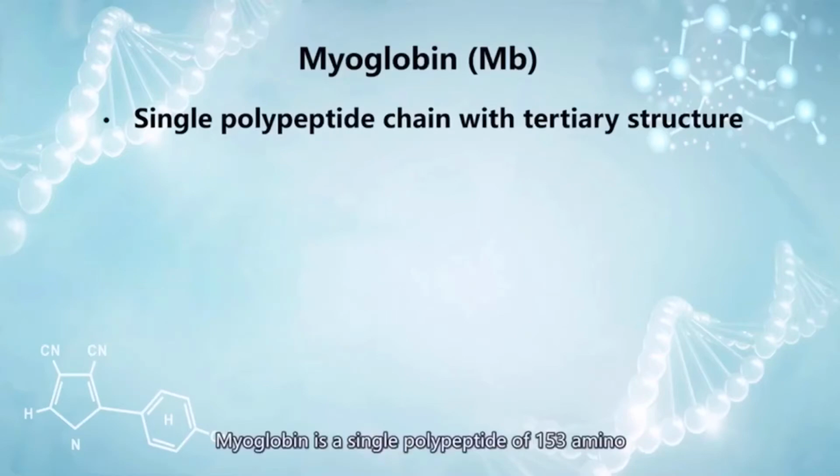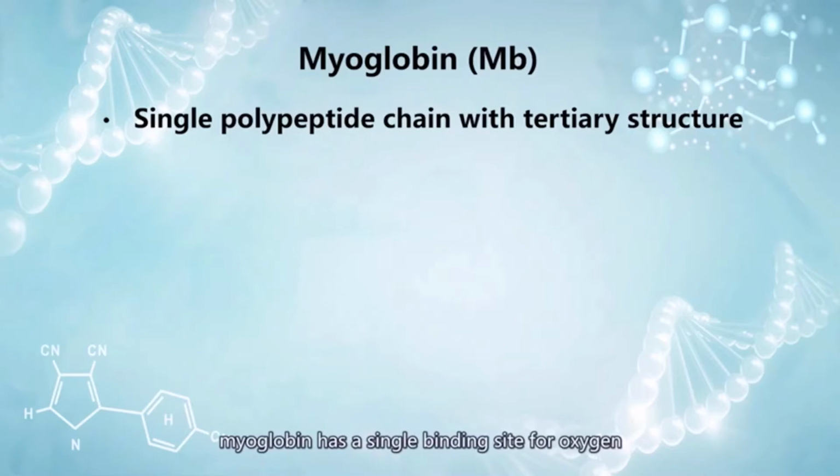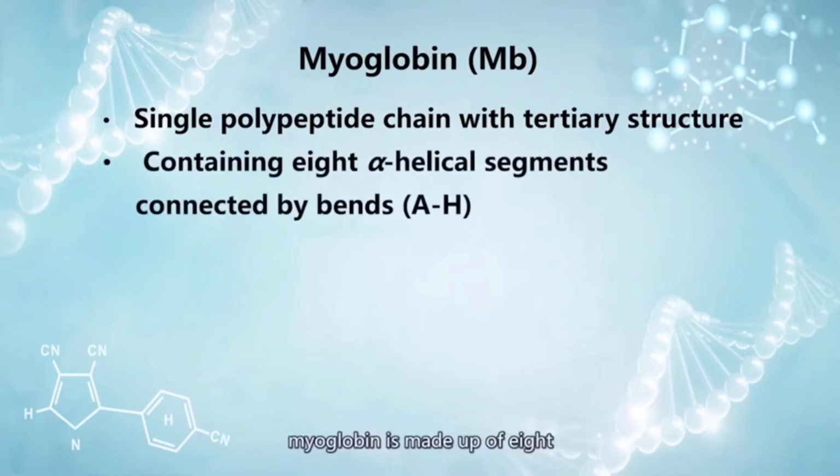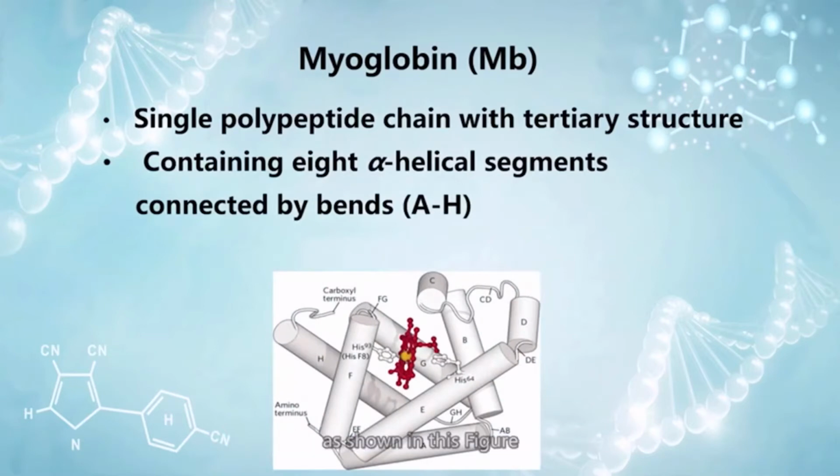Myoglobin is a single polypeptide of 153 amino acid residues with one molecule of heme. Thus, myoglobin has a single binding site for oxygen. As a typical globin polypeptide, myoglobin is made up of 8 alpha helical segments connected by bends, as shown in this figure. The helical segments are named A through H, which are connected by bends, designated AB, CD, EF, FG, and so forth.